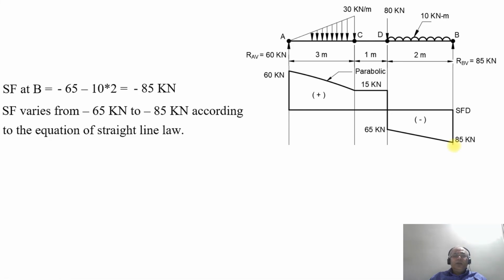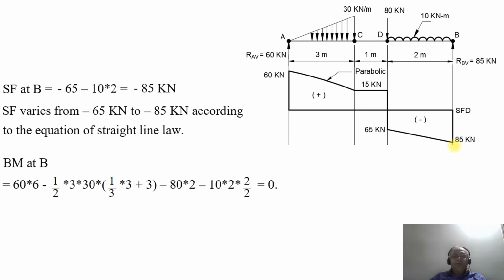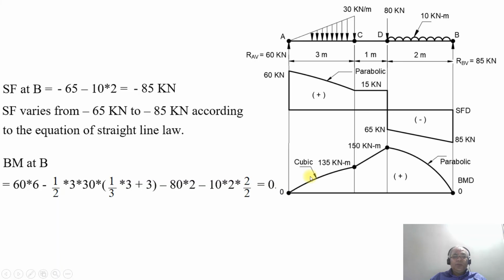Similarly, SF varies from minus 65 to minus 85 kilonewton according to the equation of a straight line, because it is a uniformly distributed load. Now when you are considering the bending moment at the point B, BM at B will be equal to plus 60 into 6 minus half into 3 into 30 into 1 by 3 into 3 plus 3, then minus 80 into 2, minus 10 into 2 into 2 by 2, which will be equal to 0.